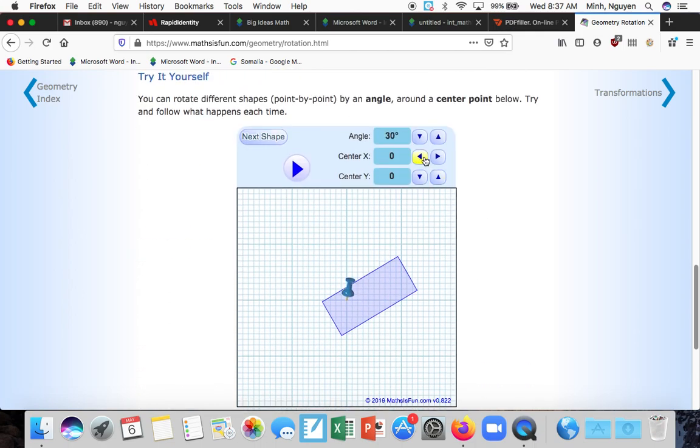Here is a pretty useful tool. We can move stuff around before we rotate it. So here I've moved the center, but if I make the center the middle, or the origin, then it looks like this.